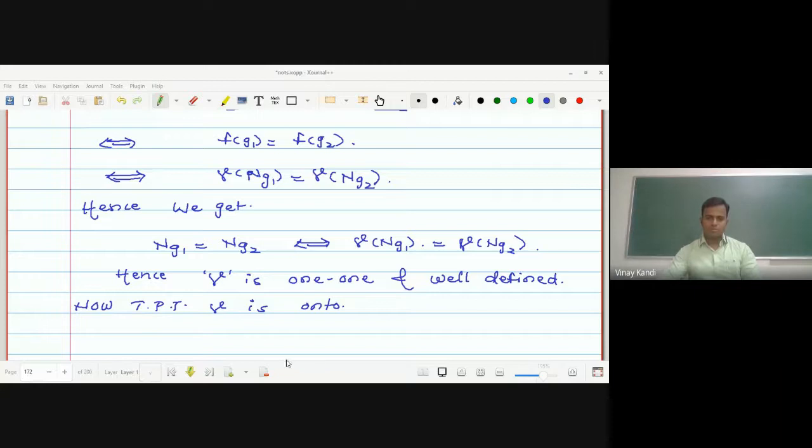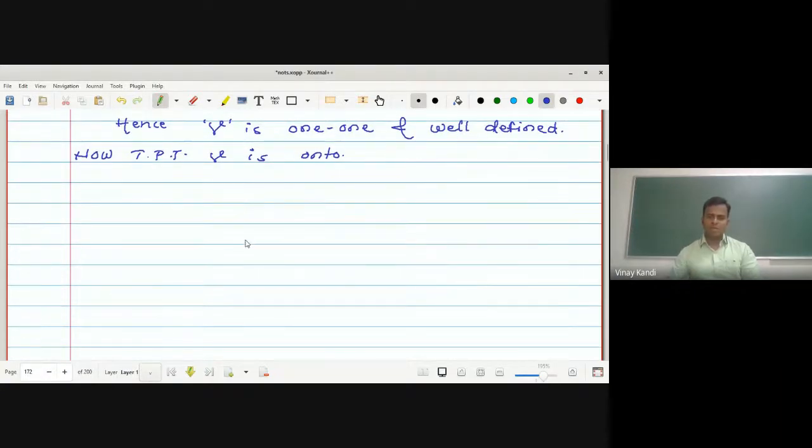Okay, now we have to prove that gamma is an onto function. What is ontoness? Range is equal to codomain. We have to prove that. Suppose this one is A and this one is B, and f is the function from A to B. For every element of B, there exists a pre-image in A.